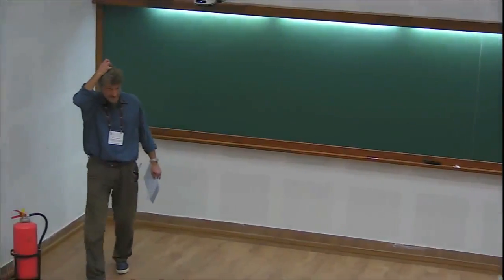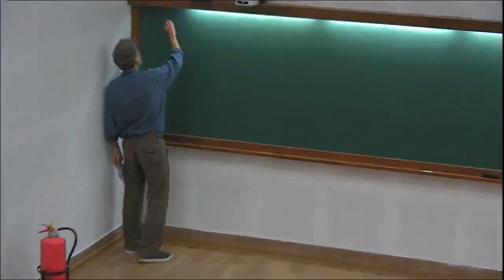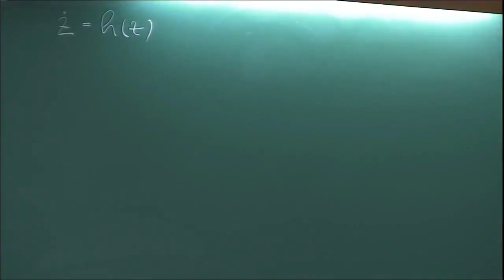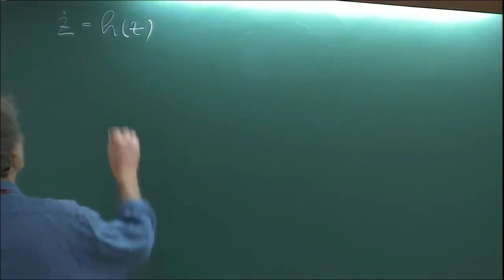Let's recap what we did on Saturday. So we started with an ODE, let's say, that could be nonlinear, z dot is h of z. We assumed h is smooth enough, so that we have existence and uniqueness of solutions. And so this was our ODE picture.